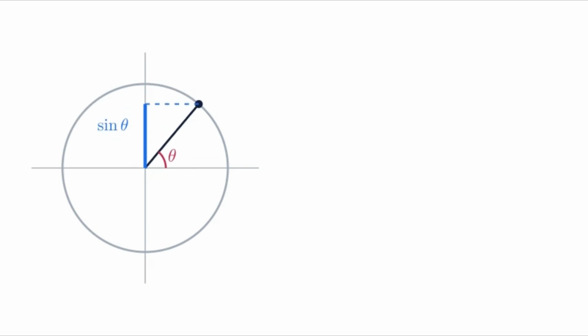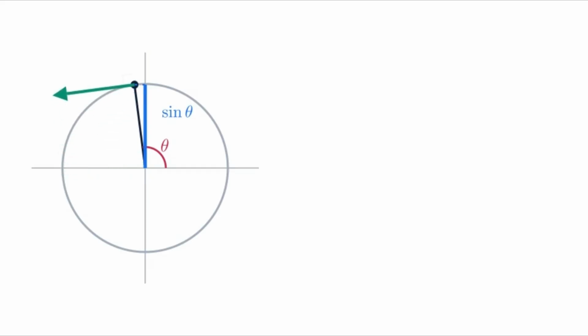The radius is 1, so the arc traveled equals theta itself. Increase theta at a steady rate, and the point moves at a speed of exactly 1. But moving which way? Not outward. A point on a circle moves at a right angle to its radius.